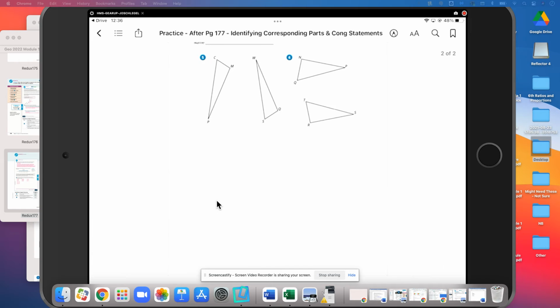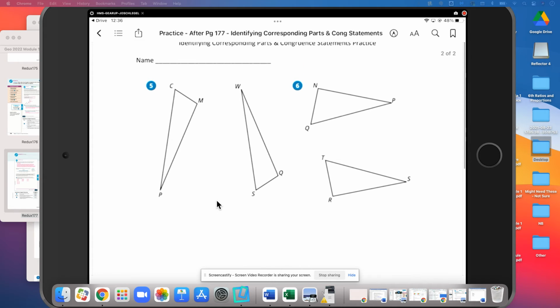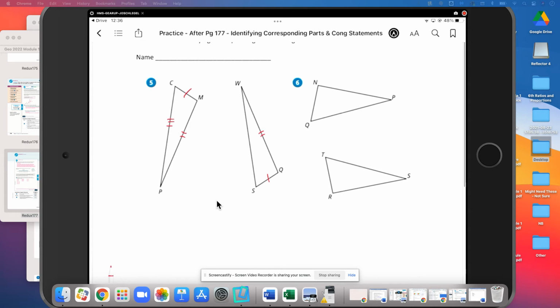Problems 5 and 6 bring more of the same. I do see right off the bat that I can clearly identify these sides here as being congruent, side CM and SQ. It looks to me like side MP is congruent to side WQ, and that side CP is congruent to side WS.